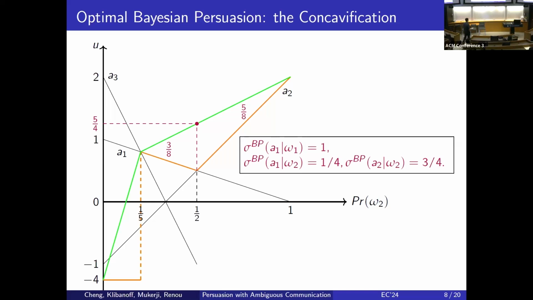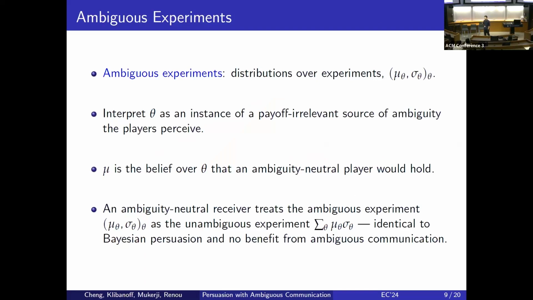So as I said, the formal definition of the ambiguous experiment is going to be a mapping, but in fact it's easier or more helpful to think about it as a distribution over statistical experiments given by a tuple with mu theta, sigma theta, parameterized by the parameter theta. So you can interpret theta as an instance of a payoff irrelevant source of ambiguity, where both players perceive that there's some ambiguity with the underlying state. And mu, you can think of it as a probability measure or a belief that an ambiguity neutral player would hold when they are facing this uncertainty.